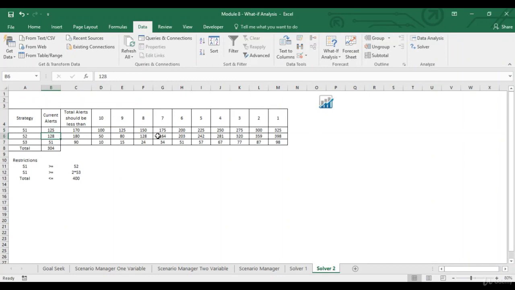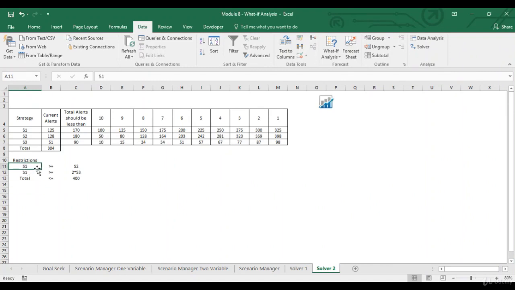For strategy 2, we've got 128. So any alert with a score of greater than or equal to 8, we are considering that. And for strategy 3, we've got 51. So any alert with a score of greater than or equal to 6, which is being triggered by strategy 3, we are considering it. So in total, we've got 304 alerts right now, but we want to optimize this to 400. So we want to increase the number of alerts from 304 to 400. So by 96.